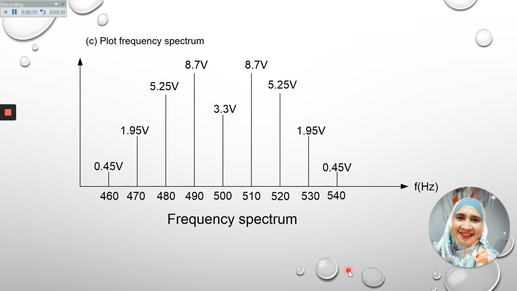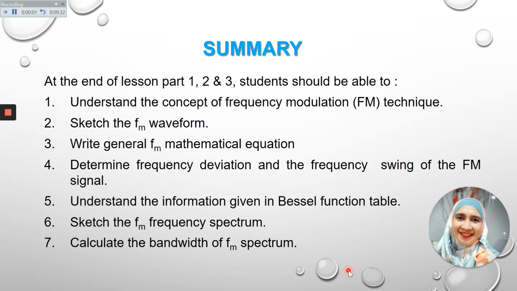All right. At the end of the lesson, part 1, part 2, and part 3, students should be able to understand the concept of frequency modulation technique, sketch the waveform, write the general FM mathematical equation, determine frequency deviation and also the frequency swing of the FM signal, understand the information given in the Bessel function table, sketch the FM frequency spectrum, and also calculate the bandwidth using the Bessel function table and also using the Carson rule.